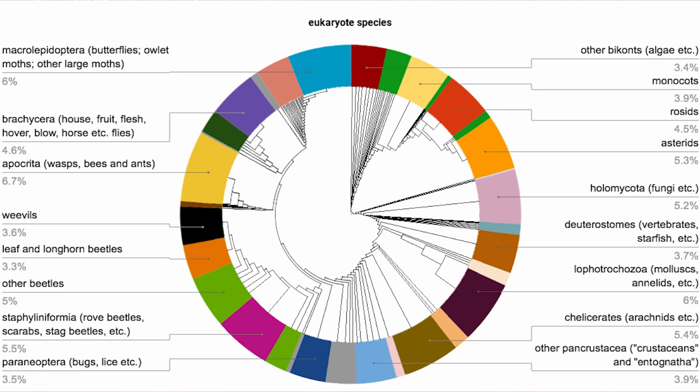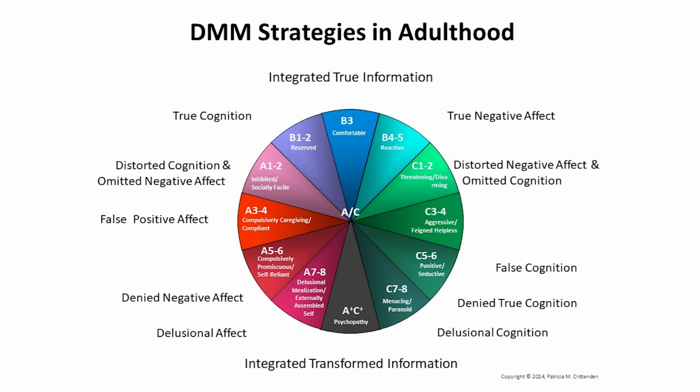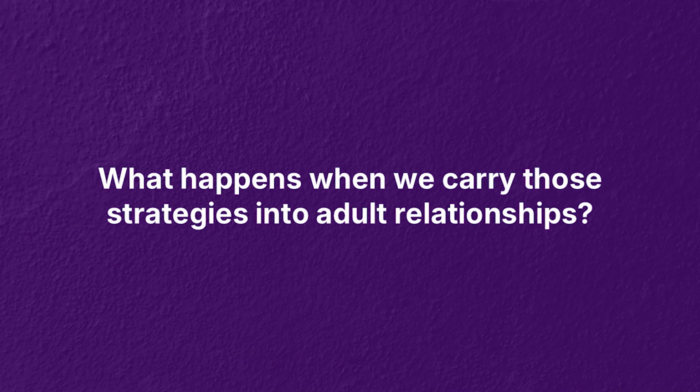And just like all species are equally evolved, all attachment strategies are equally organized. There's no such thing as disorganized in DMM. Every strategy makes sense in the environment it came from. The question is, what happens when we carry those strategies out of the original family environment into the world of adulthood? A lot of people are familiar with the Berkeley model of attachment theory.